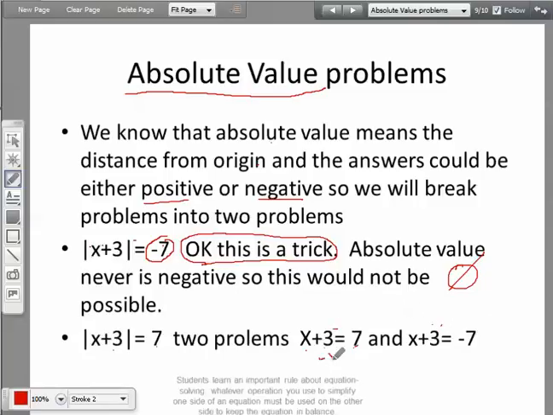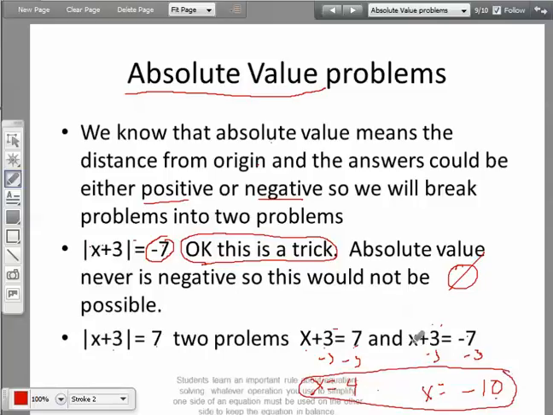Two problems, two separate answers. If I subtract 3 from this side and subtract 3 from this side, I'm going to get x equals 4. If I subtract 3 from this side and subtract 3 from this side, negative 7 minus 3 is going to give me a negative 10. And I'm going to wind up with x is equal to 4 and x is equal to negative 10. Two solutions to this problem.